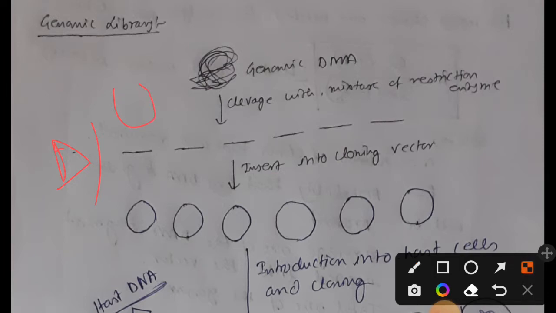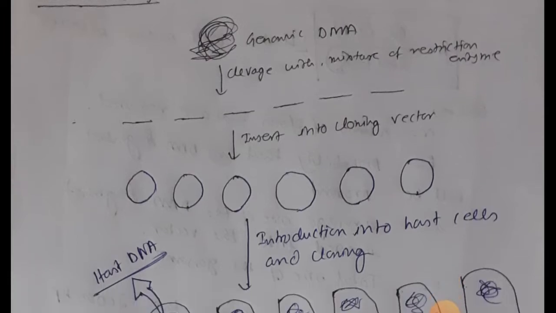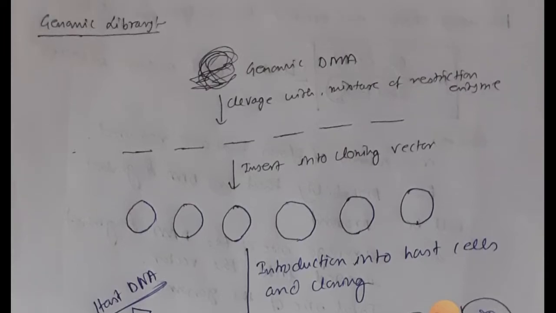So that variant organisms can be stored in a library, right? So that we can use them for further study, right? That is the utility of a genomic DNA library. It helps you to study an organism's entire genome whenever you need.